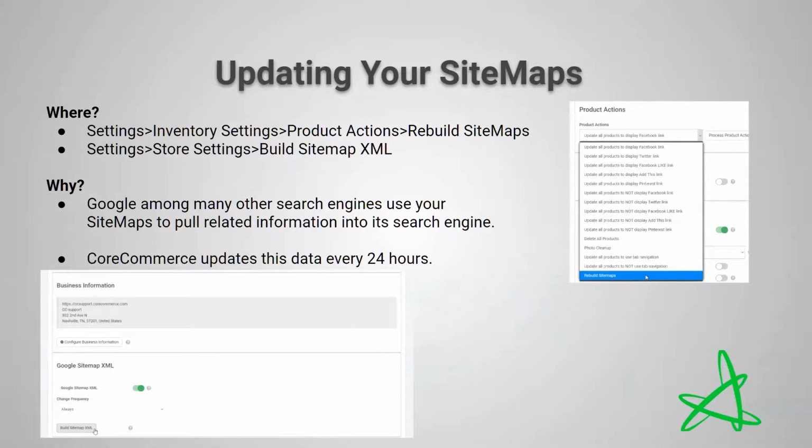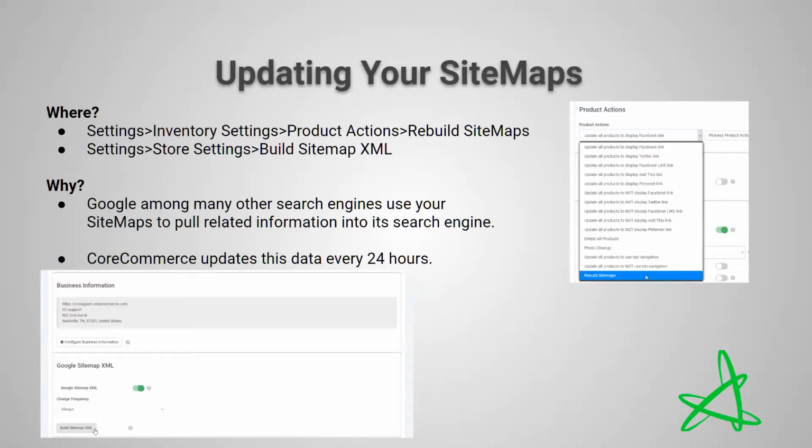The next one is updating your sitemaps. There's a couple of areas that you're going to want to pay attention to here. Under settings, inventory settings, product actions, rebuild sitemaps. This will go across every single page on your website and rebuild that data. Google, for example, uses this information to be able to display your pages on Google.